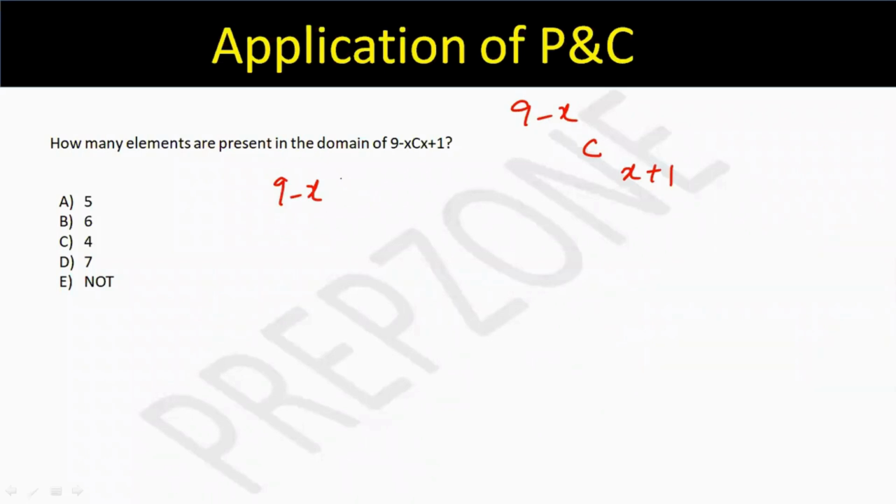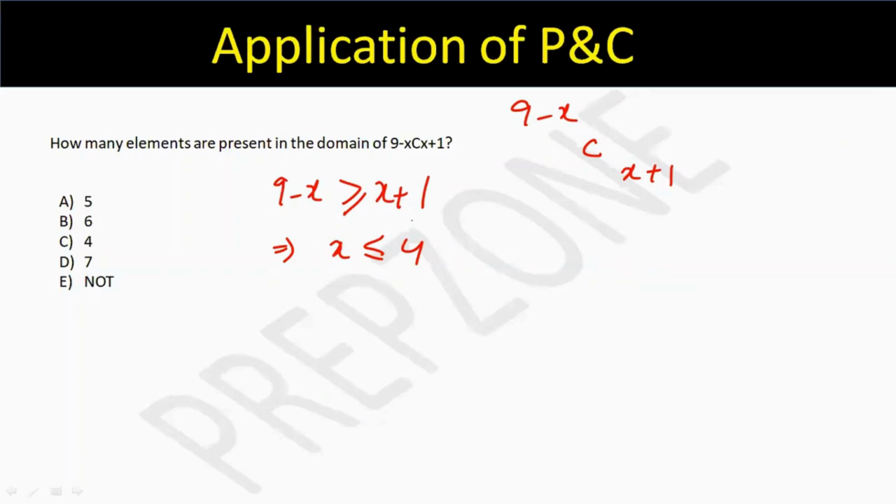So 9 minus x should be greater than x plus 1. Should be greater than or equal to. Equality will matter a lot. Options are very close. So, x should be less than or equal to 4. Okay. Then, 5 values.